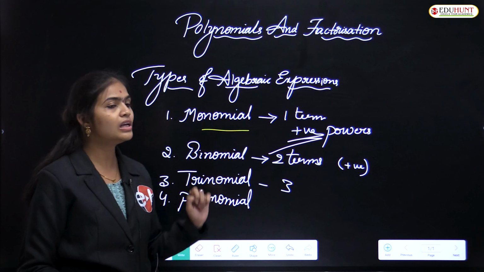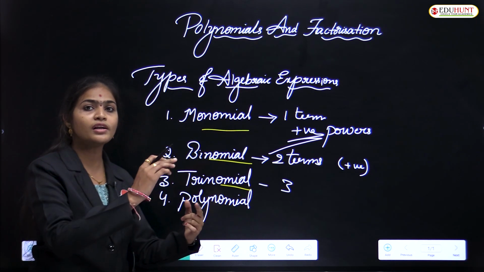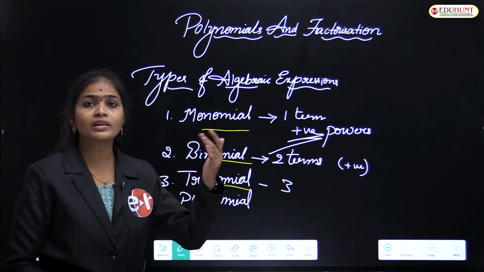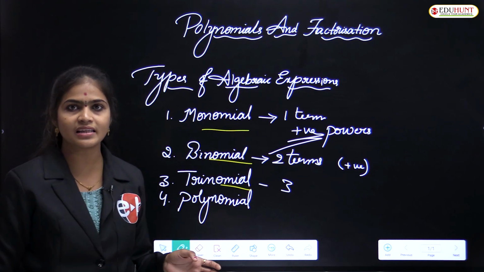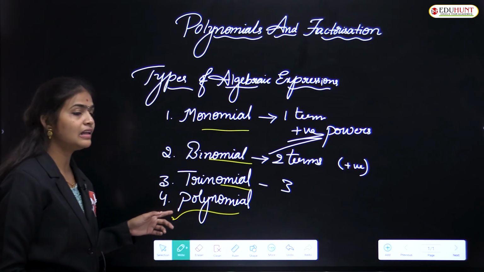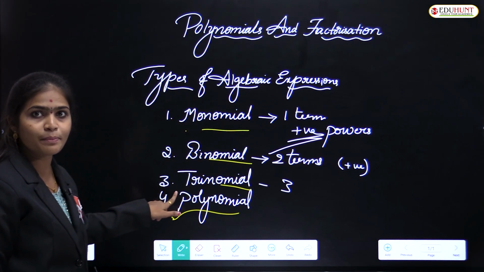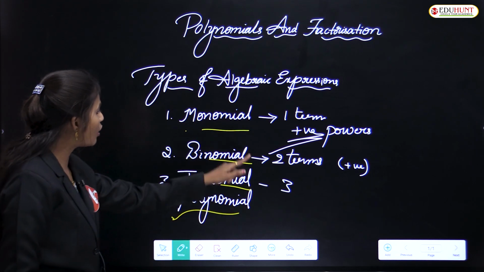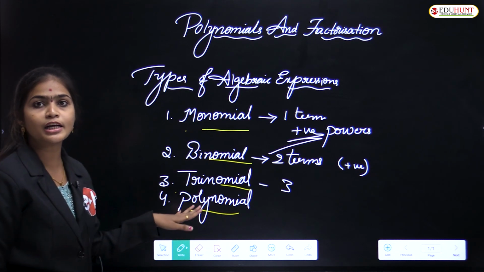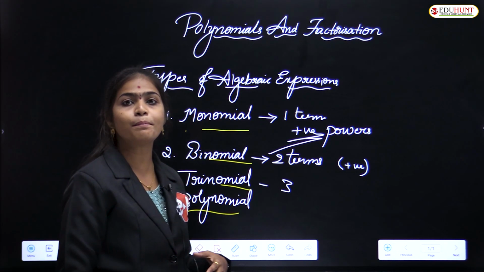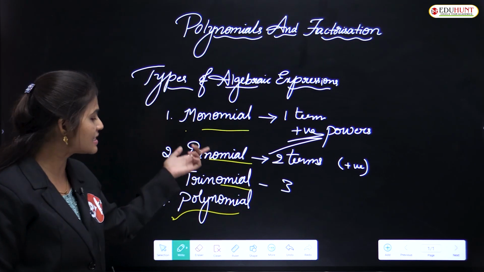This one has only one term, this has two terms, this has three terms, and this one has one or more than one term. So here we can't say exactly how many terms. Poly means many terms are there. So that is a polynomial. I told you that a monomial is a polynomial, a binomial is a polynomial, a trinomial is a polynomial. Why? Because all of them have positive powers, no? So polynomials also have positive powers. Later I will tell the definition of a polynomial.